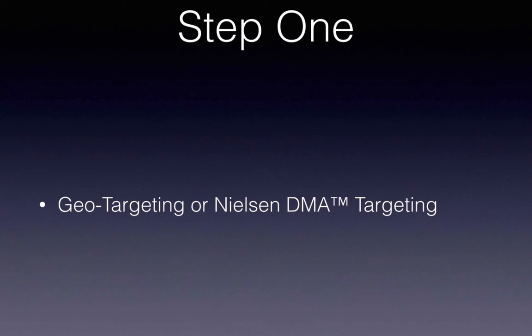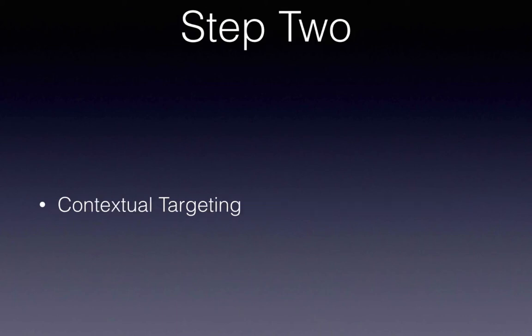Now, after we've analyzed that report and decided which sites we're going to use, and of course we'll continue to run reports, but that report will let us know how we are performing and what we need to do to perform even better. Our second step is contextual targeting.